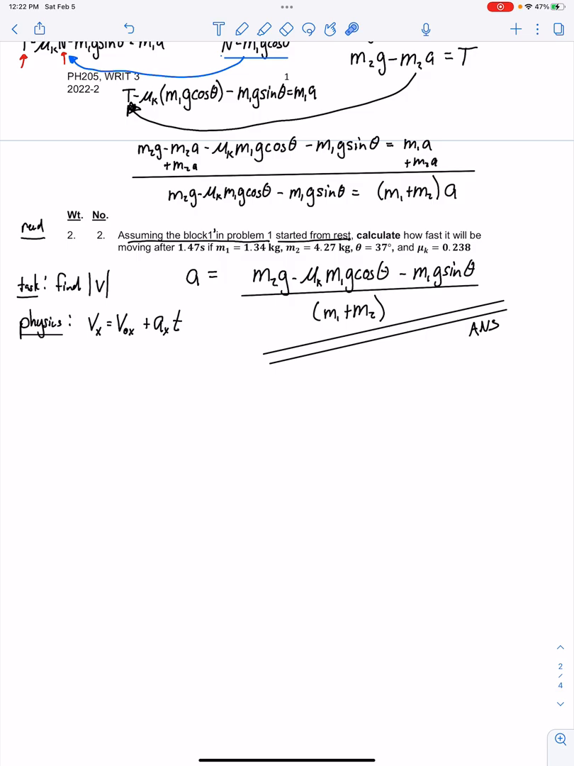We get our acceleration from problem 1. We need m2, so there's m2, plug it in. We need m1, so plug in m1. We need mu k, so there's our coefficient of friction. We need theta. So you just plug in all these numbers and solve for an acceleration.